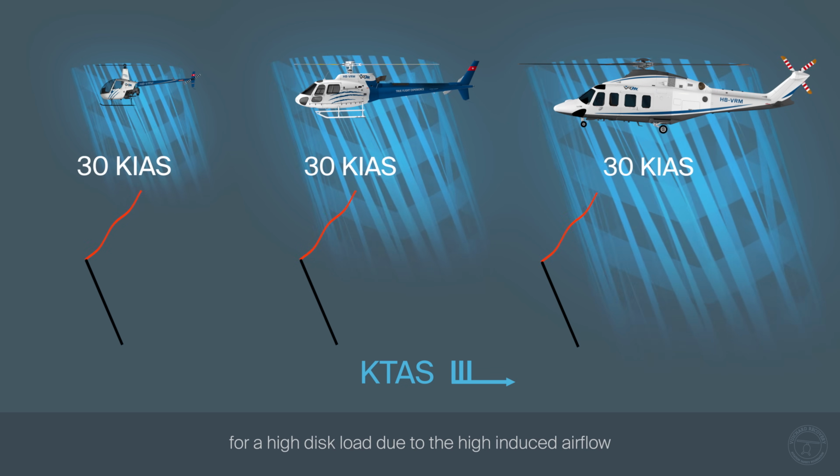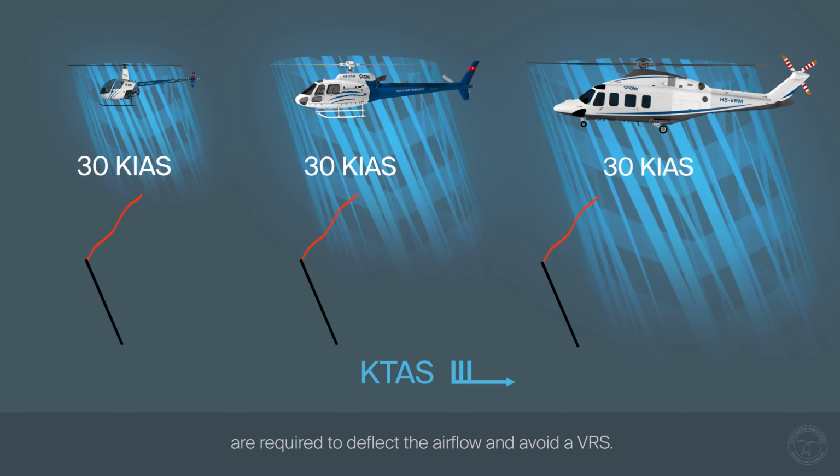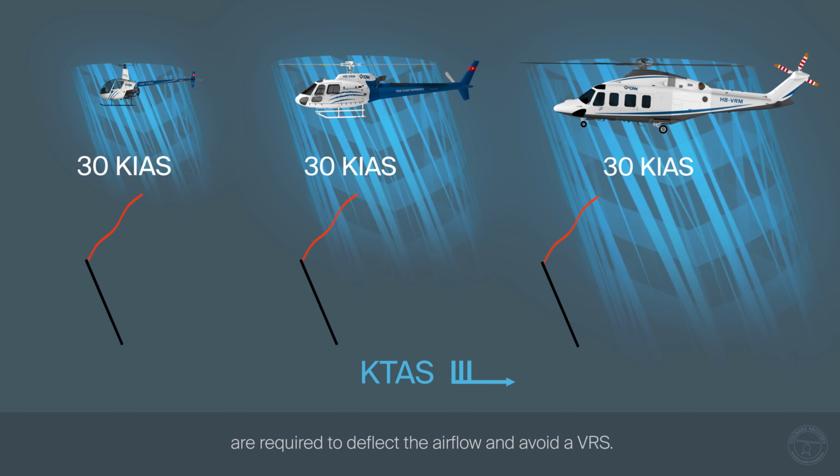In summary, for a high disk load, due to the high induced airflow, up to 30 knots omnidirectionally are required to deflect the airflow and avoid a VRS.